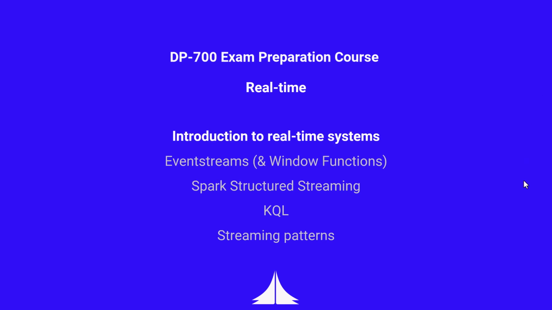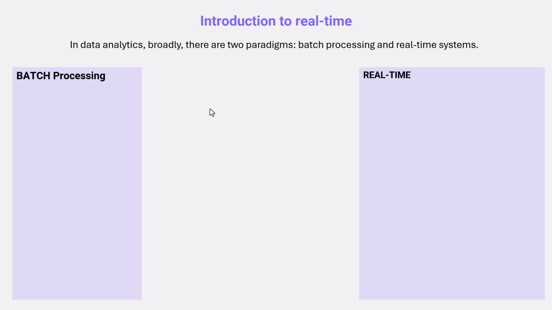All right, so let's start with an introduction to real-time systems, because in data analytics broadly, there's two big paradigms. We have batch processing and we have real-time systems. Batch processing is the things that you're probably used to working in Fabric. So things like the data pipeline on schedules, they're getting batches of data from source systems, bringing them in, transforming them and visualizing them and all that good stuff.